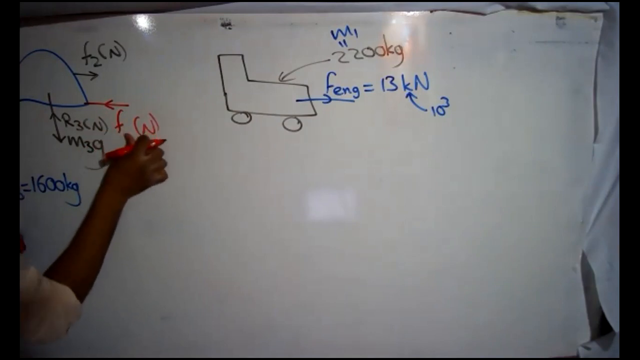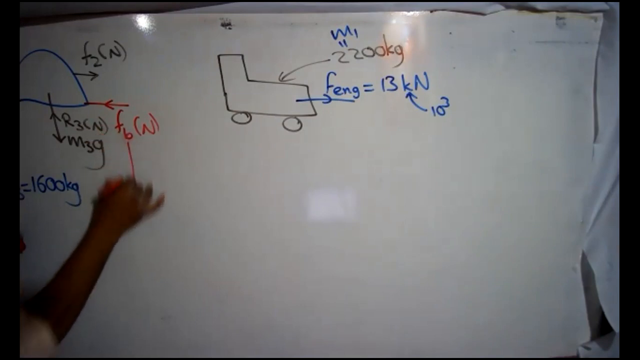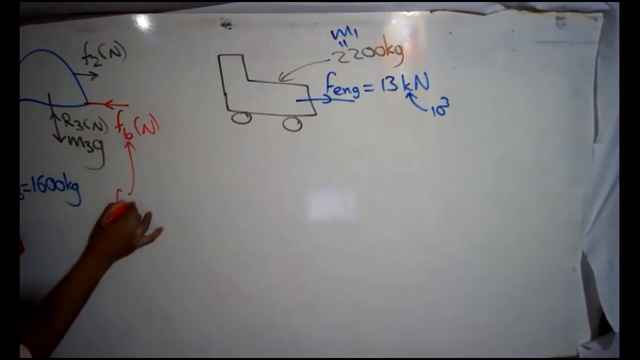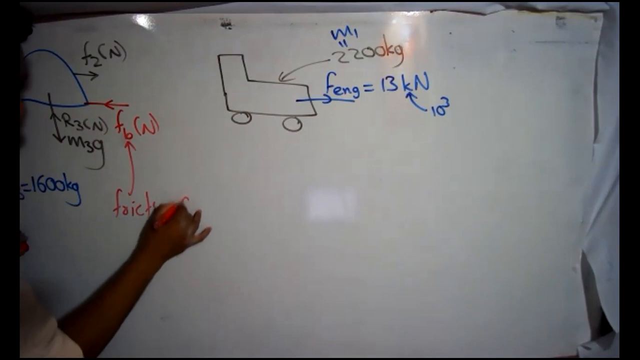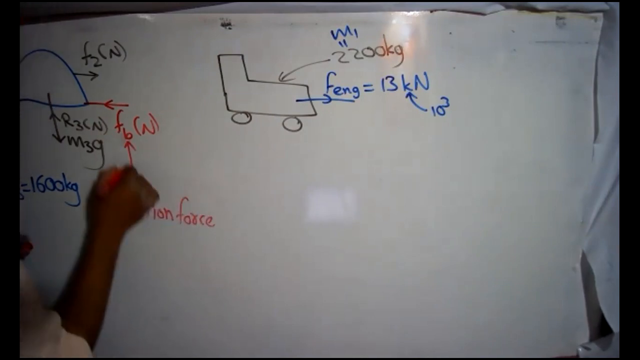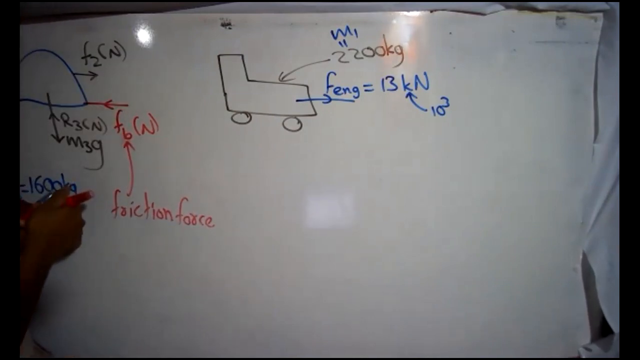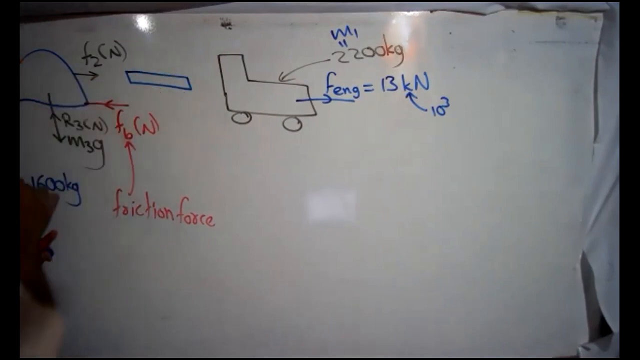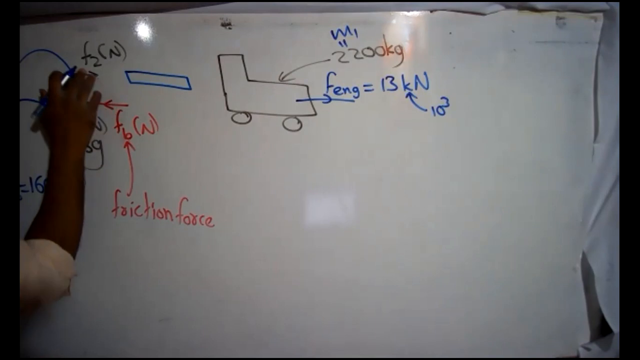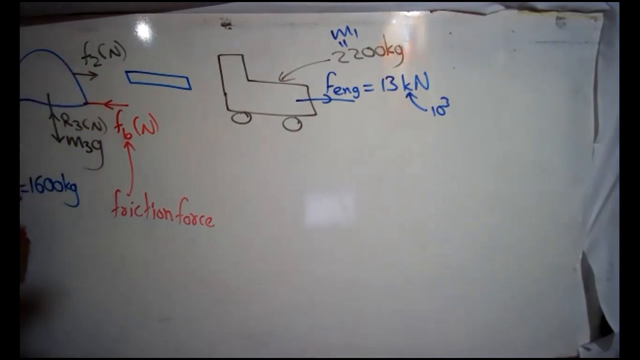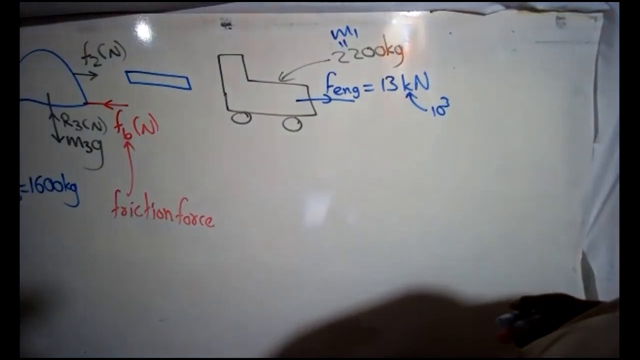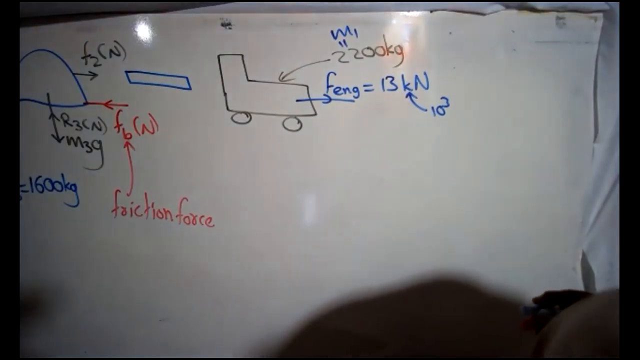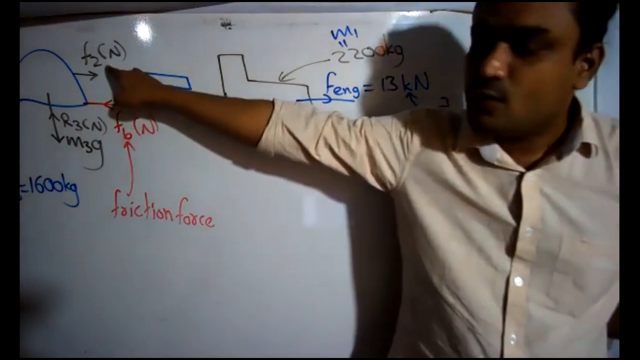FB is the friction force acting on the stone. Wait, this is the friction force. Then let me draw the connecting rod. Connecting rod. The connecting rod has given F2 force to the stone. Who has given this F2 force, dear? Who has given this force F2 to the connecting rod?